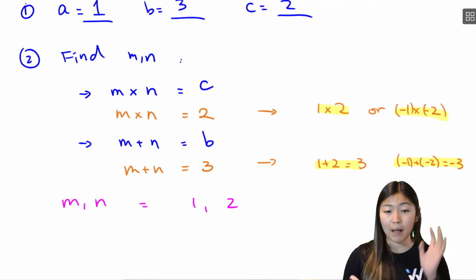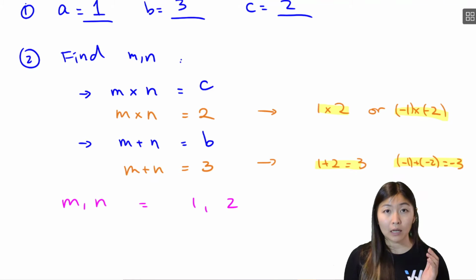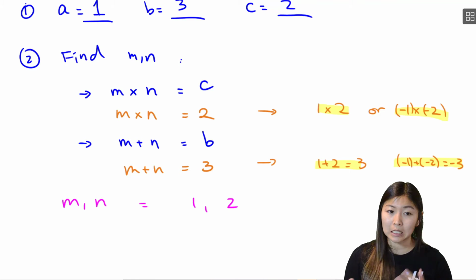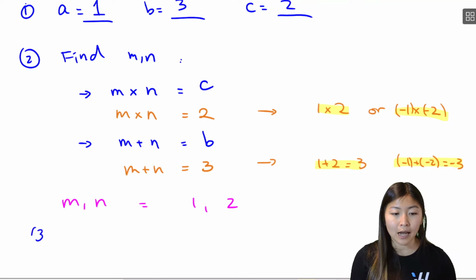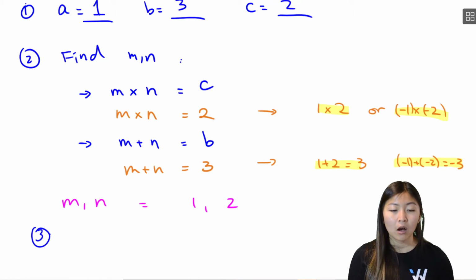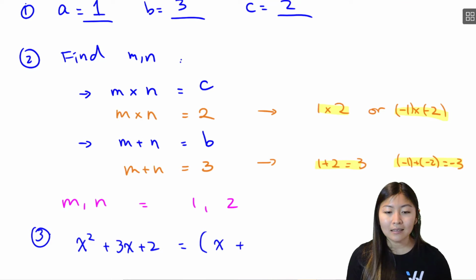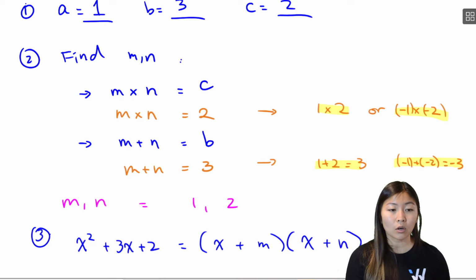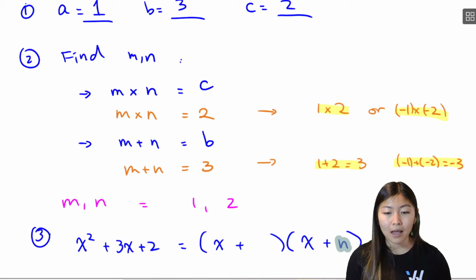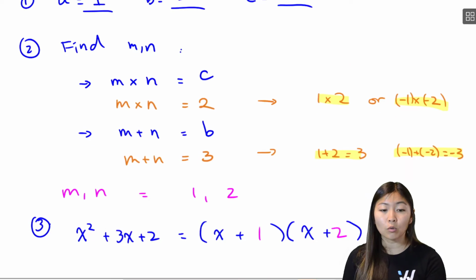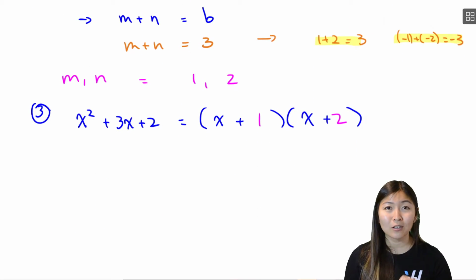The order doesn't matter. M could be 1, n could be 2, or I can switch them. M could be 2, n could be 1. It doesn't matter. But now the third step, this is the nice easy step. Our trinomial, which was x squared plus 3x plus 2, this is what the question gave us, is going to equal x plus m times x plus n. So I'm going to swap out my m and my n for these numbers that I just found. Again, order doesn't matter.